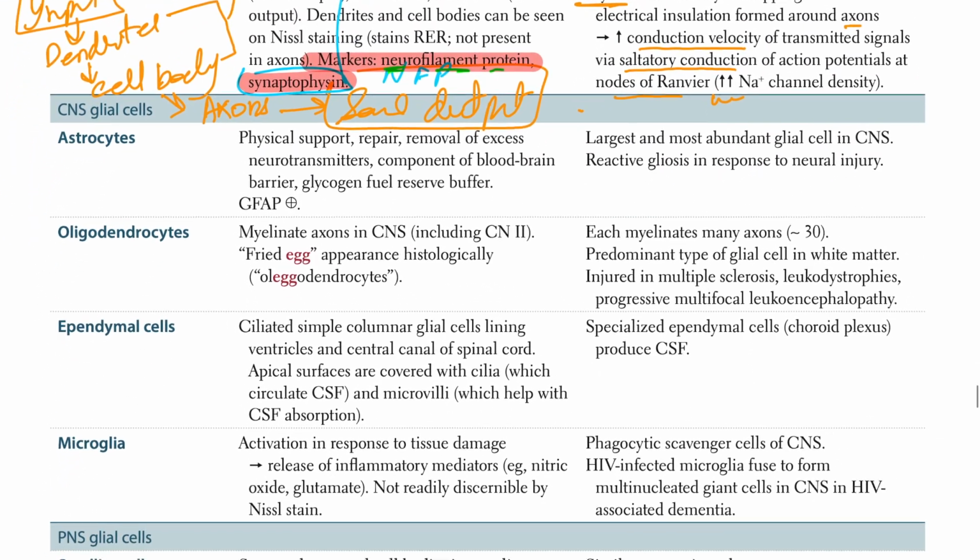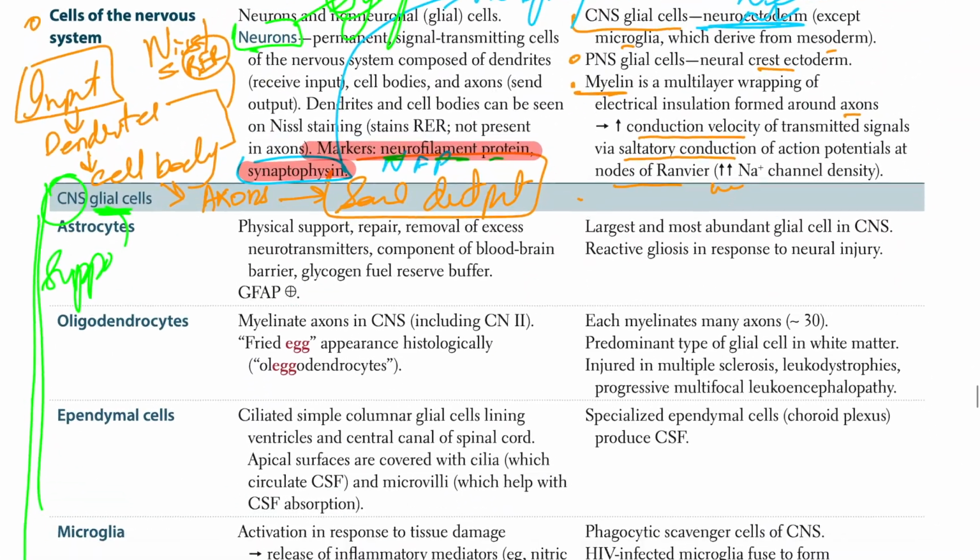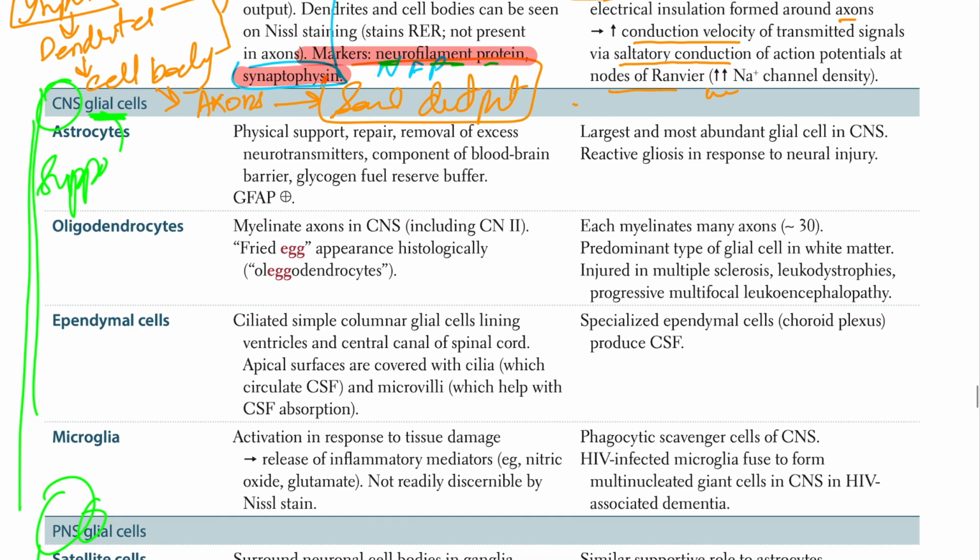Now looking at the next one, the CNS glial cells. We talked about we have the PNS glial cells and CNS glial cells. When we say a glial cell, these are the cells which support wherever they are. If they're in CNS, they're going to support the CNS. If they're in PNS, they will support PNS. They're going to support the neurons in the CNS or the PNS, and they contain all these cells. So CNS supporting cells are these, while the PNS supporting cells are these. So let's talk about first the CNS supporting cells.